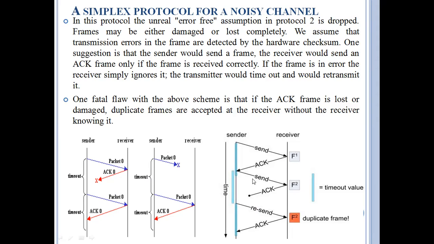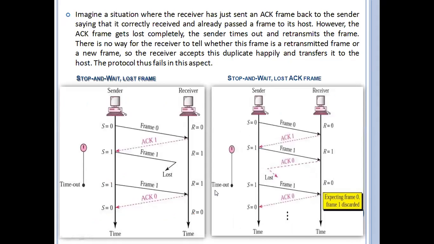In between, some duplicate frames arrive. Here packet 0 arrives, but the acknowledgement is not received by the sender, so the sender retransmits packet 0. Packet 0 is again received by the receiver; this one is a duplicate frame. Right? Stop and wait protocol for frame lost, and stop and wait protocol for acknowledgement lost. Here the frame is lost, and here the acknowledgement is lost.